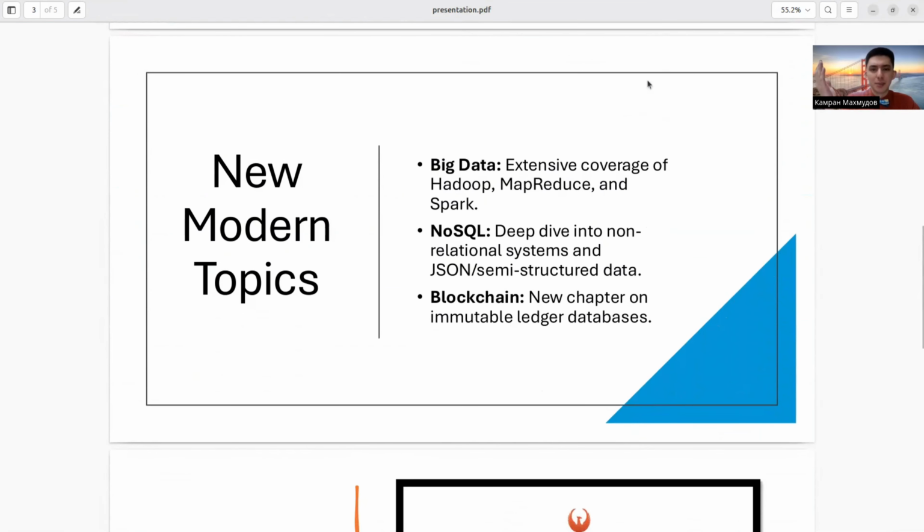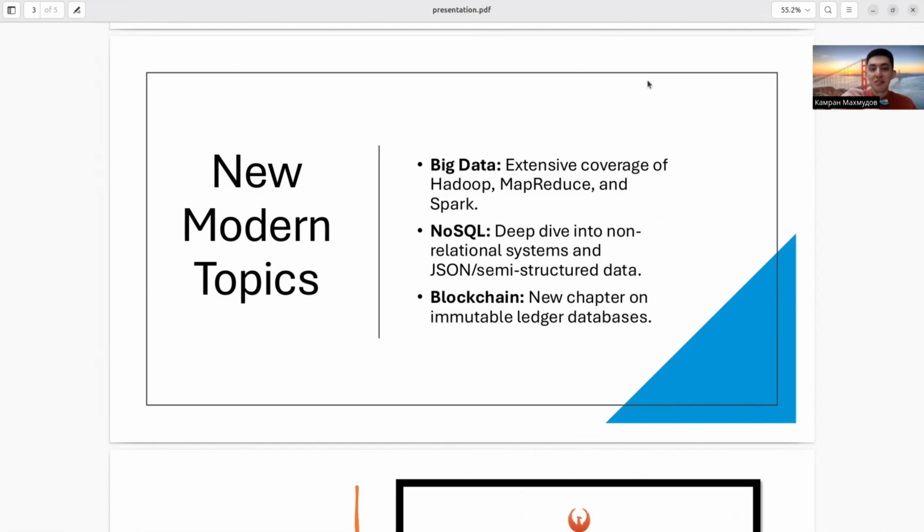What is special about this book? Why is this version so interesting? Because it not only focuses on traditional SQL, as previous editions did, but it also covers three game-changing areas. Big data analytics has been added, covering Hadoop, Spark, Apache, and so on. Besides this, it addresses the modern shift toward non-relational databases, NoSQL.